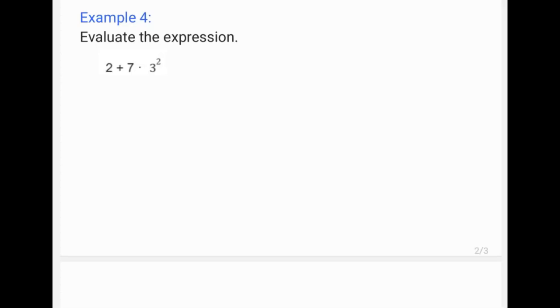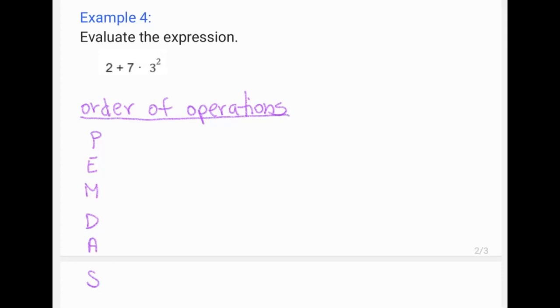Example 4 says evaluate the expression. So in this case, because we have a mix of different operations in here, we're going to use the thing called order of operations. So for the order of operations, we're going to use the parentheses, the exponent, multiplication, division, addition, and subtraction. And we're going to check to see which of those would apply.